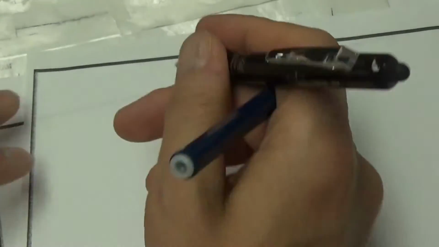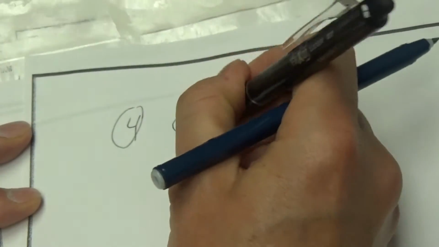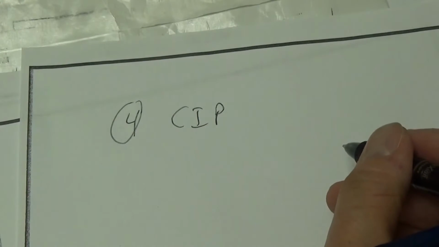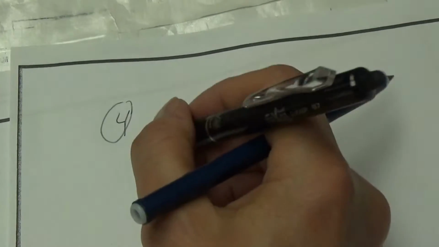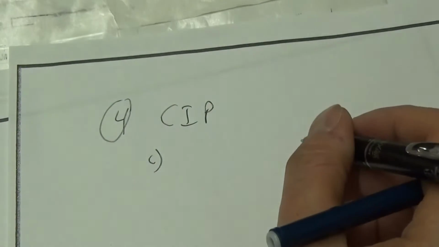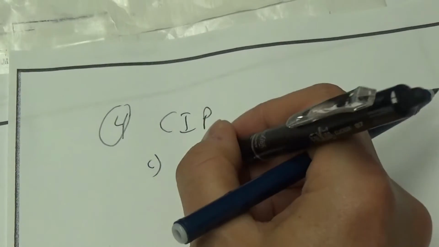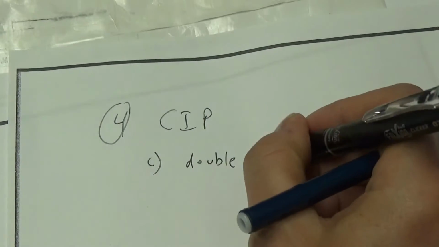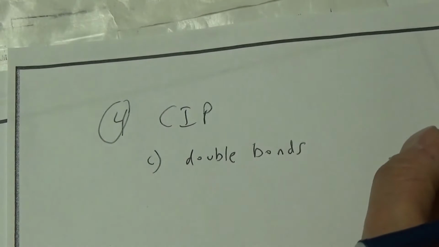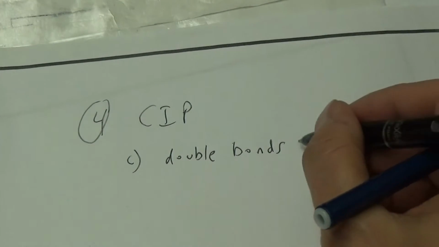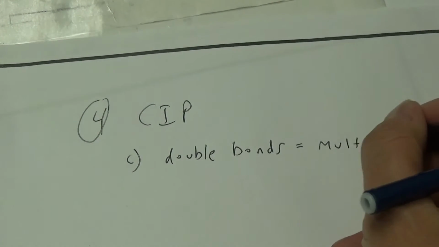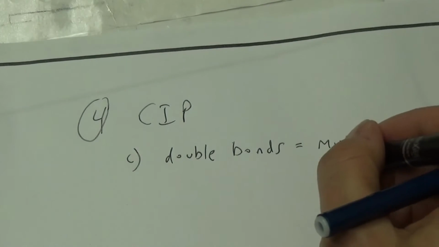Okay, so we're still on number 4. It's kind of a long section. CIP, right? Cahn, Ingold, Prelog rules. We're on to C now. We're moving a little forward. Double bonds. We haven't seen double bonds yet. So a double bond is equal to multiple single bonds. That's the easiest way to do this. Multiple single bonds.